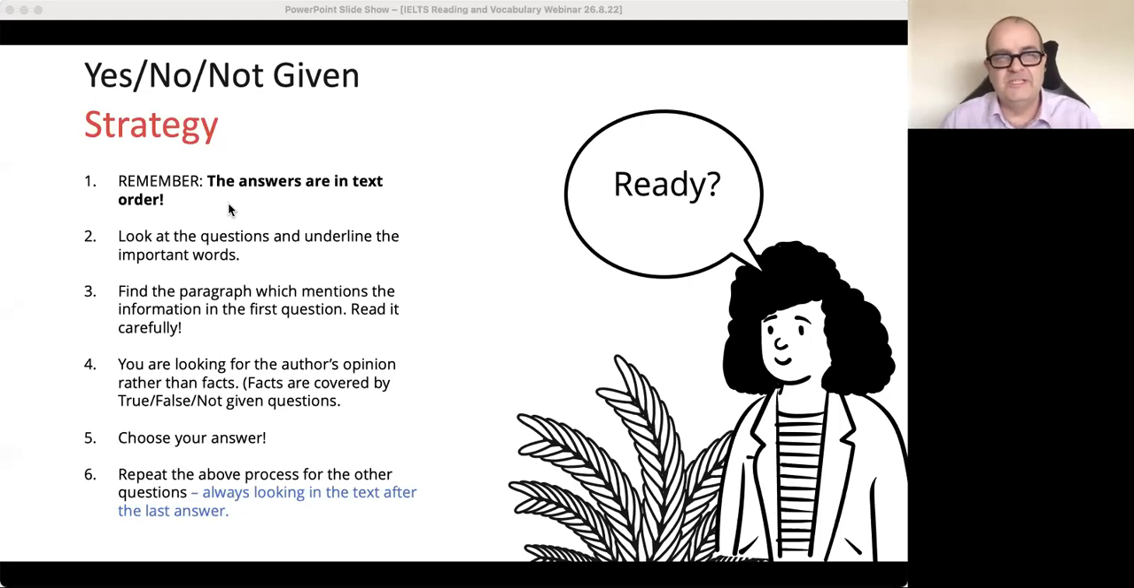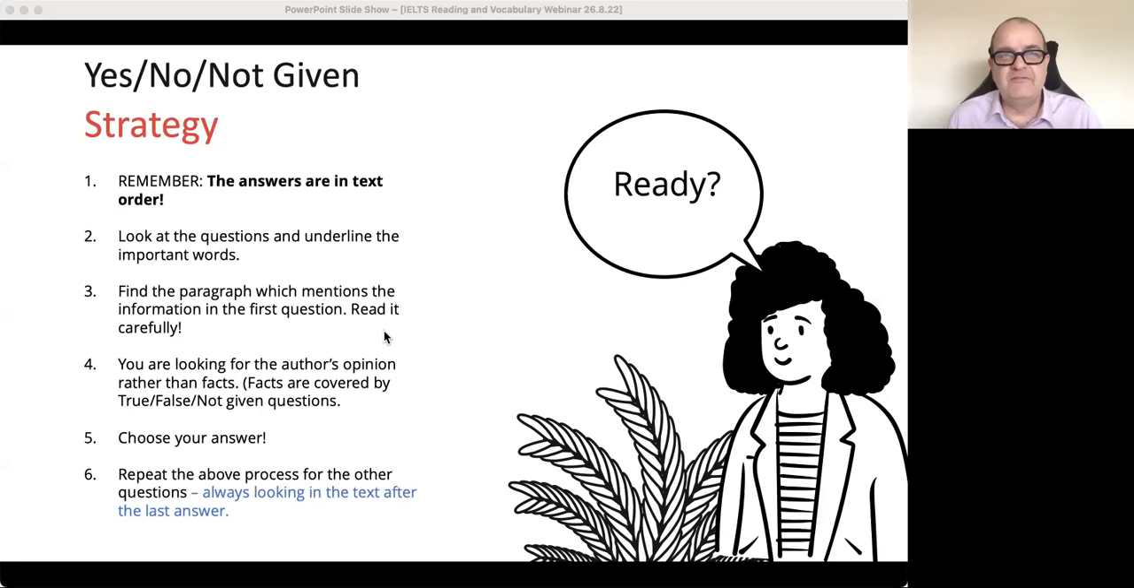Sometimes a reading will have 2 sets of questions in text order. When that happens, each set of questions will test your understanding of half of the text, with a little bit of overlap. So it will overlap a little bit, but mostly it will be half of the text each. Step 2, look at the questions. So when you get yes, no, not given questions, look at the questions and underline the important words.